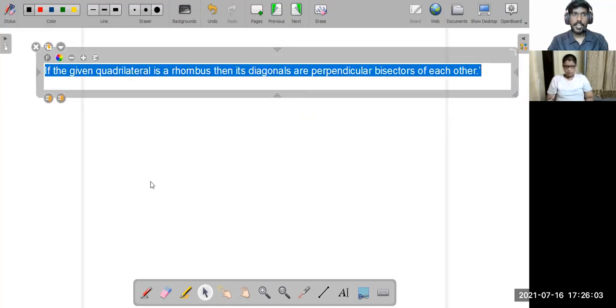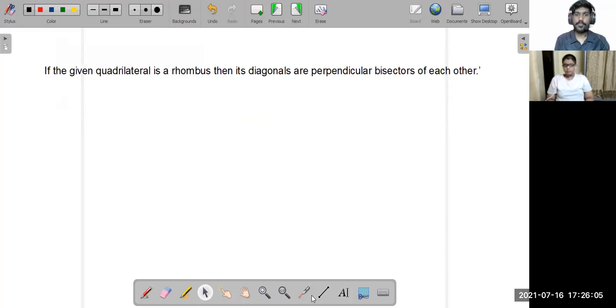So see, if the given quadrilateral is a rhombus, then the diagonals are perpendicular bisectors of each other. So see, this is a very typical example of an if-then statement. If something is happening, then along with that something else happens. So if something, then something.